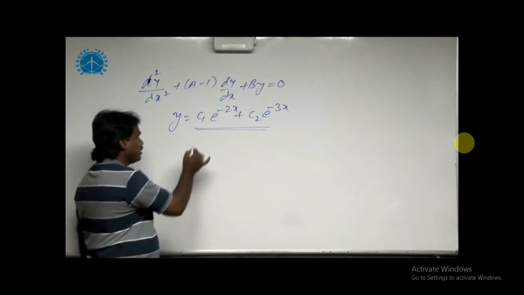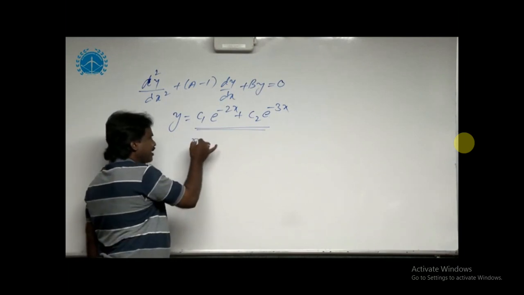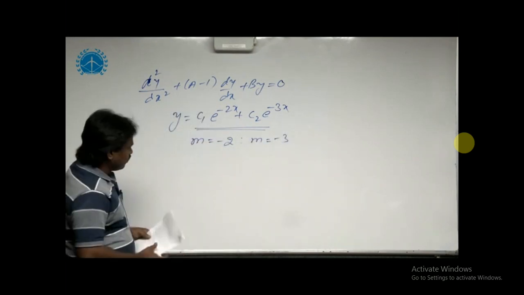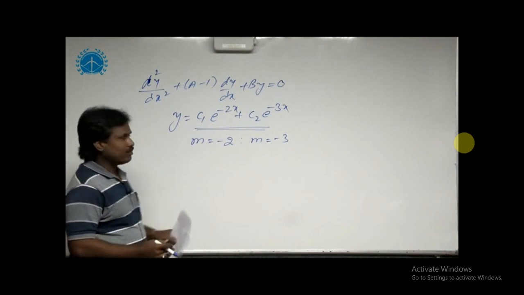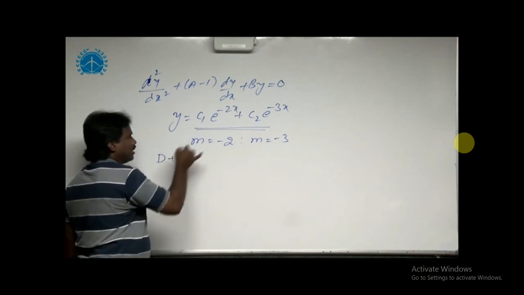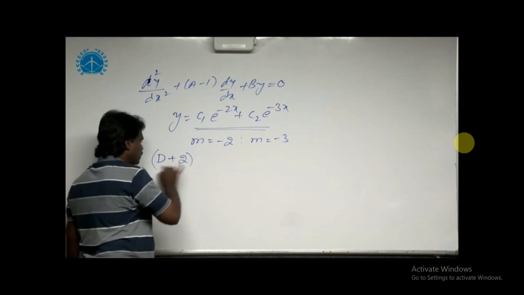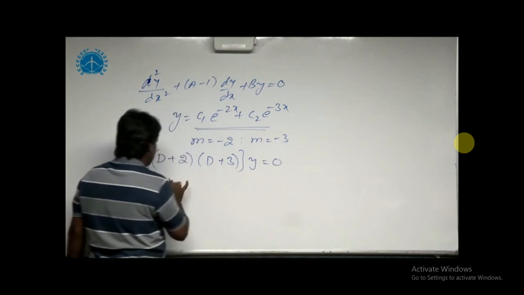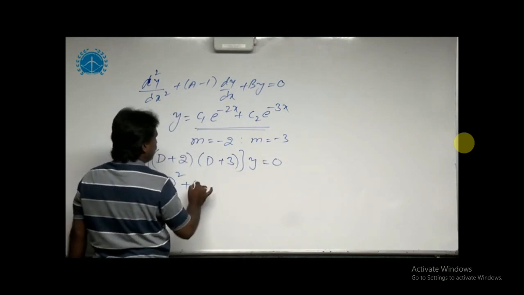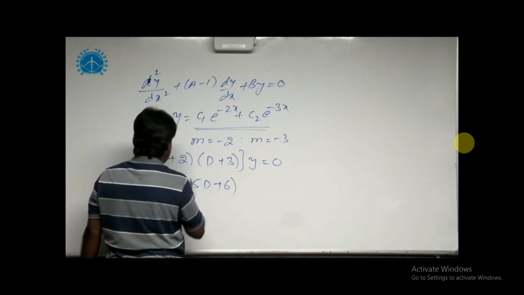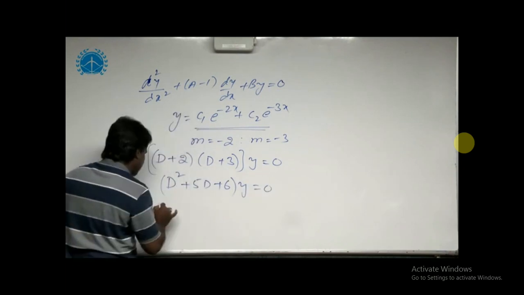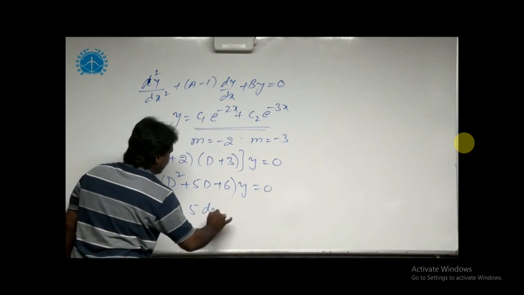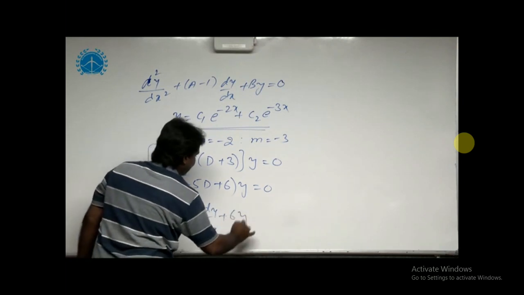As per this, the roots of the auxiliary equation are m equals minus 2 and m equals minus 3. The differential equation consisting of these roots is (D plus 2)(D plus 3) of y equals 0. Therefore (D squared plus 5D plus 6) of y equals 0, which is d squared y by dx squared plus 5 dy by dx plus 6y equals 0.